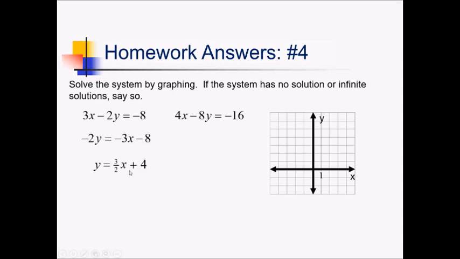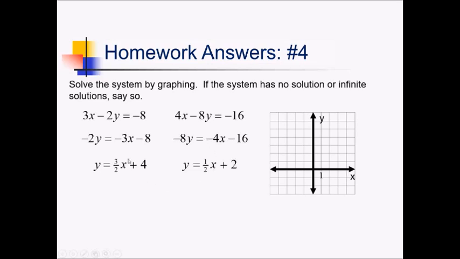Before I graph this, let me go ahead and rearrange this other one first. Subtracting 4x from both sides, I've got negative 8y equals negative 4x minus 16. Dividing by negative 8, I've got y equals, and now we have negative 4 over negative 8, which I'm going to reduce to 1 over 2 x. And then negative 16 over negative 8 is plus 2.